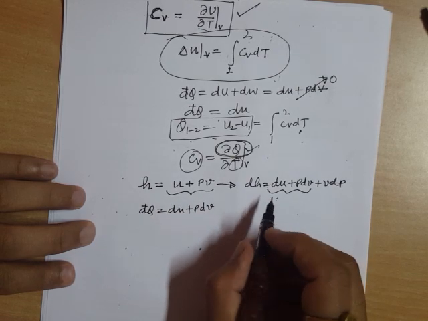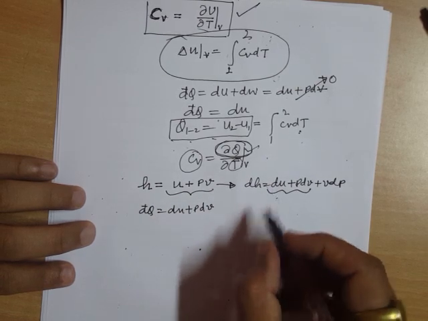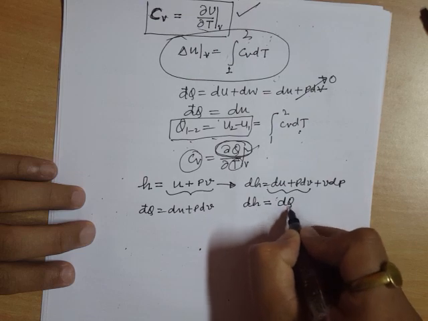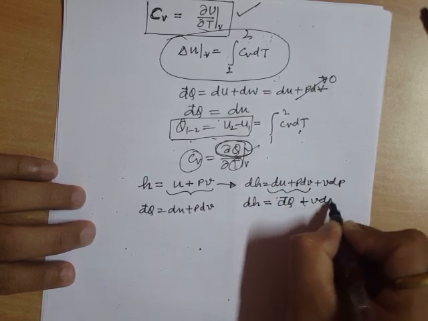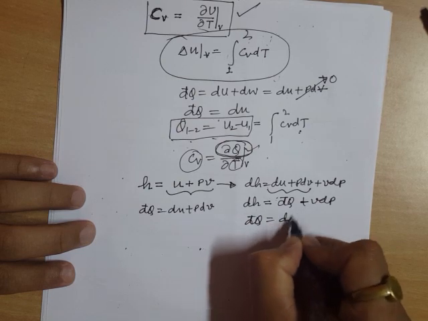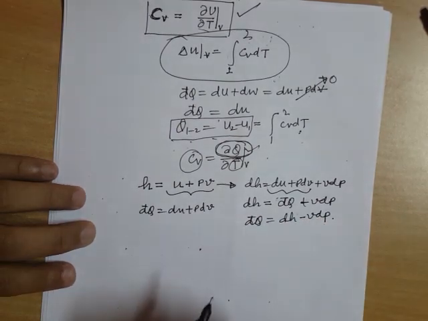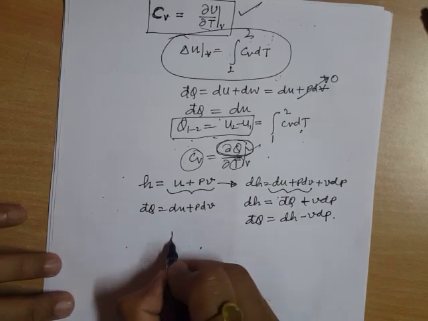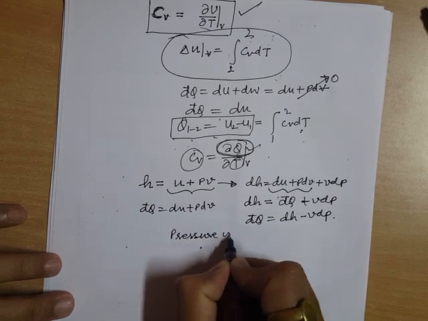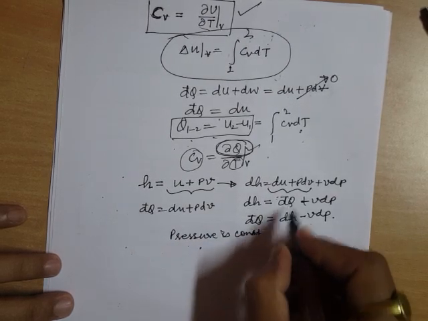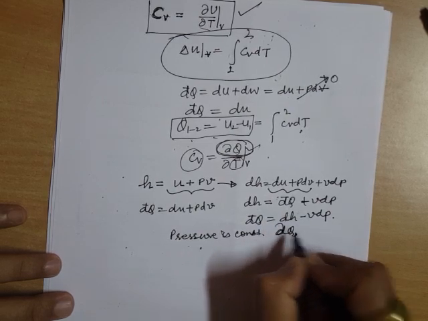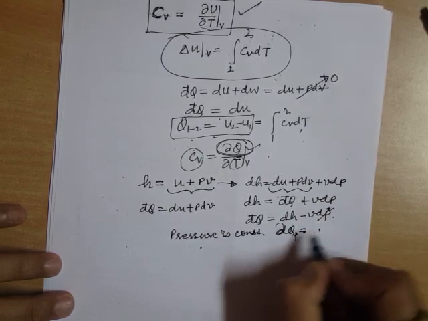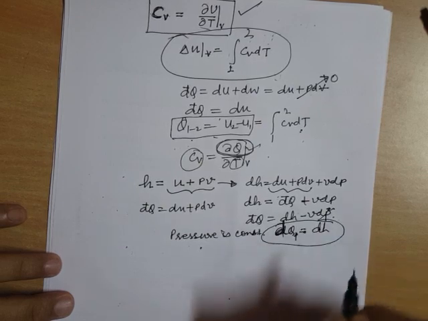So you can write this dH as equal to dq plus vdp, or simply dq as equal to dH minus vdp. So if you consider a process where pressure is constant, then this heat transfer at constant pressure will be equal to what? The change in enthalpy, simply.